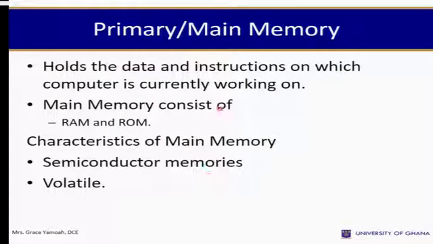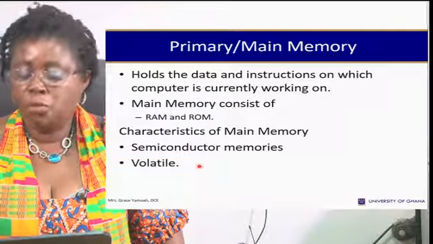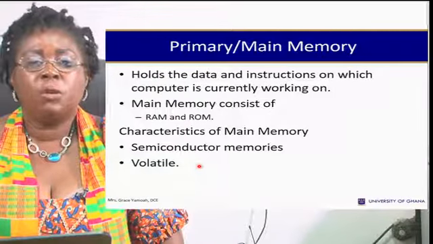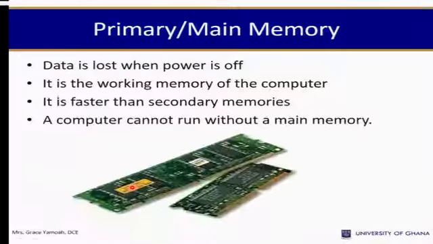Primary main storage holds the data and instructions on which the computer is currently working. Main memory consists of RAM and ROM. Characteristics of main memory: semiconductor memories, they are volatile in the sense that the moment you put your computer off, all data stored in the main memory is vanished. Data is lost when power is off. It is the working memory of the computer. It is faster than secondary memories. A computer cannot run without a main memory.